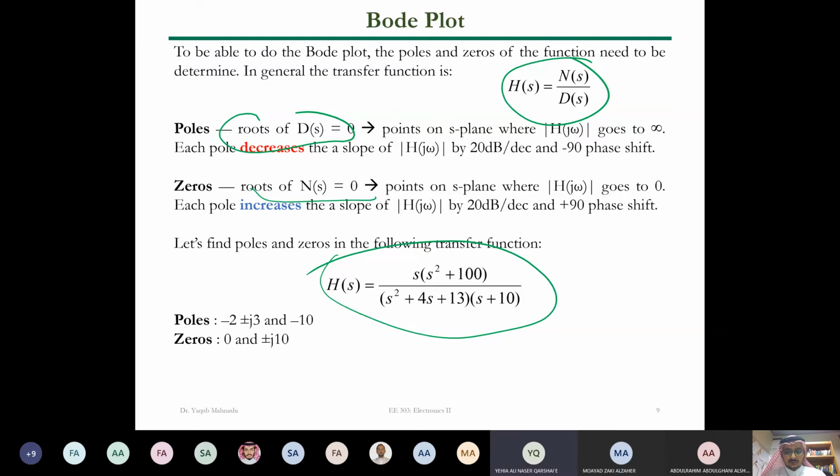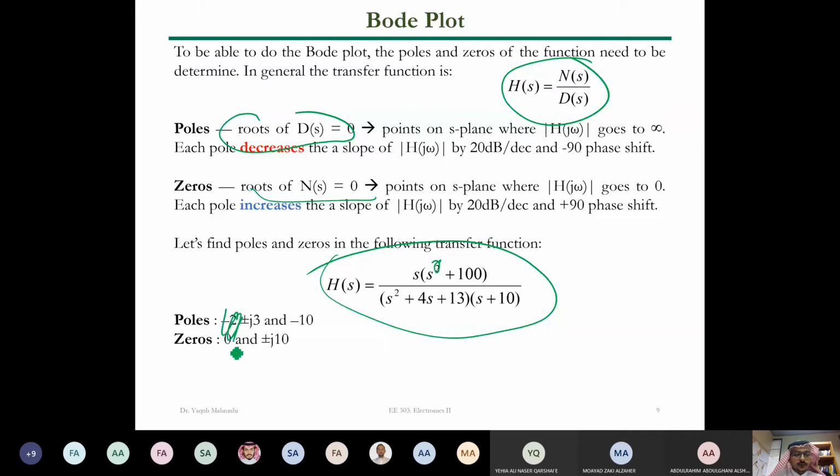0 and minus 10. Exactly. And the second one, because you have squared, that's why you take the root of 100. So what about the poles, Shabab? Or let me ask you, how many poles do we have?